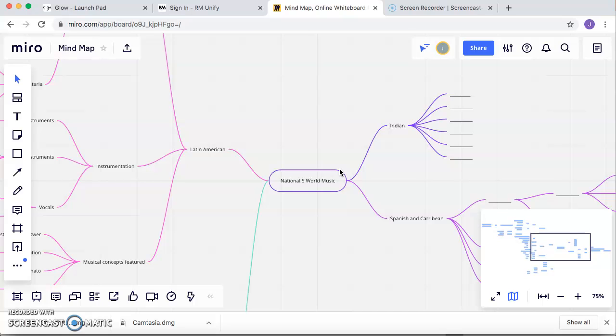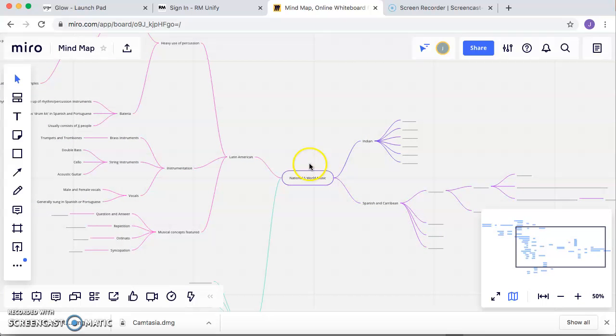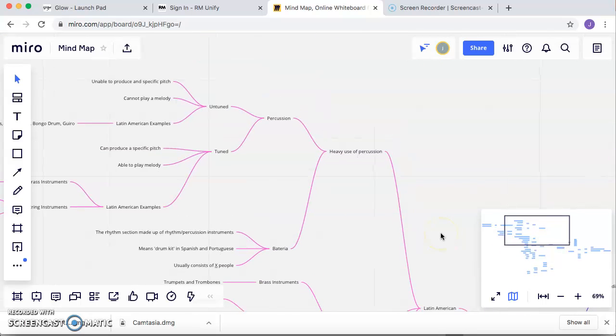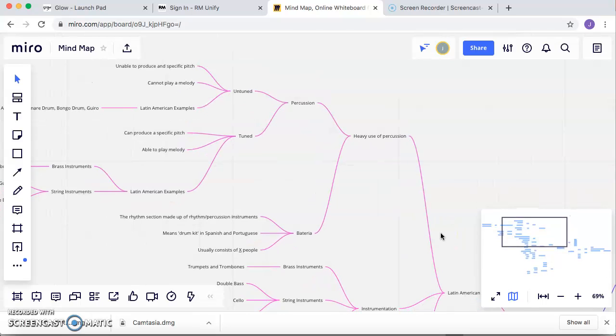So I've half filled in the Latin American section. As you can see, I have immediately branched Latin American. The first thing I think of when I think of Latin American is of course location, but I also think of its heavy use of percussion. So I've then split to more specifically percussion, and other things about percussion like the bateria, usually consists of how many people. It means drum kit in Spanish and Portuguese. But I've also split it into the 2 groups that it's in, untuned and tuned.